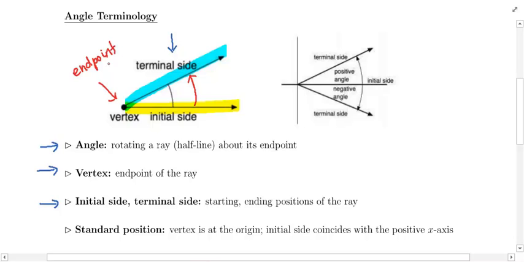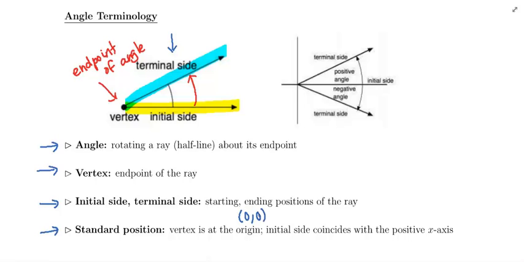In trig, we deal mostly with angles that are in standard position, so we need to talk about what that means. If an angle is in standard position, the vertex has to be at the origin of the rectangular coordinate plane. If you remember, the origin is the point (0, 0). In addition, the initial side of the angle also has to coincide with the positive x-axis. Both of those things have to happen for your angle to be in standard position.